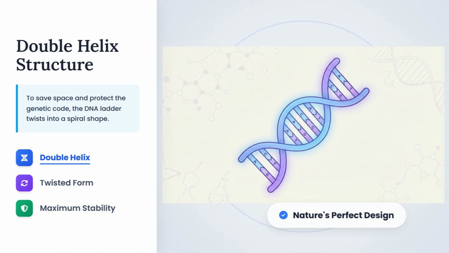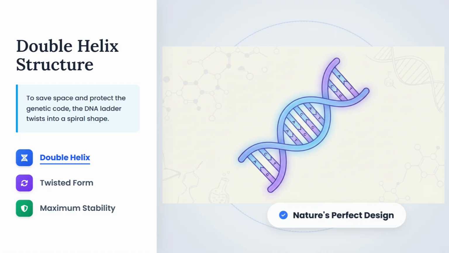Exactly. In a cell's nucleus, there's an enormous amount of DNA. If it were a straight ladder, it would be meters long and impossible to pack. So, to achieve efficient storage, the entire ladder twists around its central axis, like a spiral staircase or a twisted rope ladder. This coiled structure is called the double helix, double for the 2 strands and helix for the spiral.